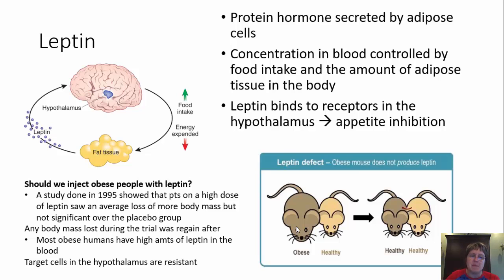The problem is that most obese humans actually have high amounts of leptin in their blood, and the problem is more like type 2 diabetes, where our target cells in the hypothalamus are resistant to that leptin. So even though we're producing all this leptin that should be telling our bodies that we're not hungry and we need to stop eating, those receptors are not there for that message to be received.